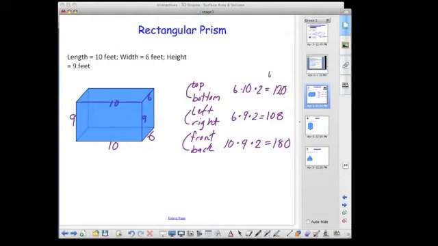Now these are all in units squared. In this case, it looks like the units are feet, so you can write that in. The sum of all of these areas will equal the surface area of my rectangular prism. So I just need to add all of those values up. I've got 408. So the surface area of my rectangular prism is 408 feet squared. And this is a full example you should demonstrate in your notes. Okay?